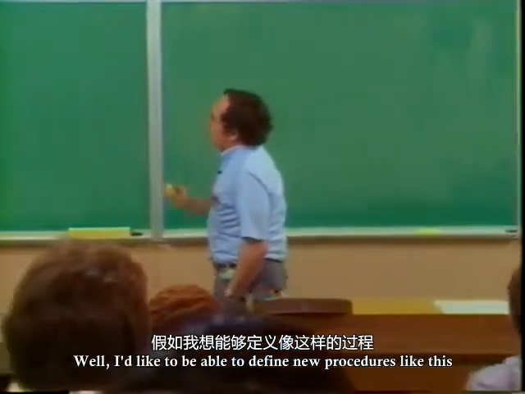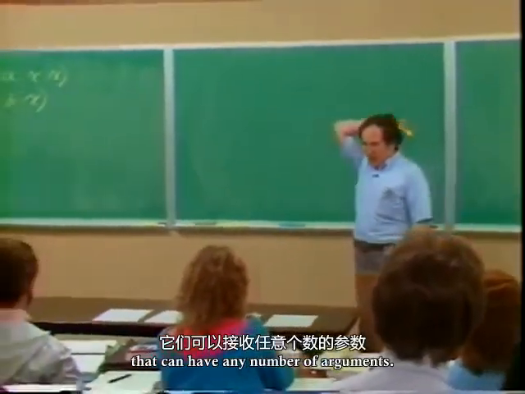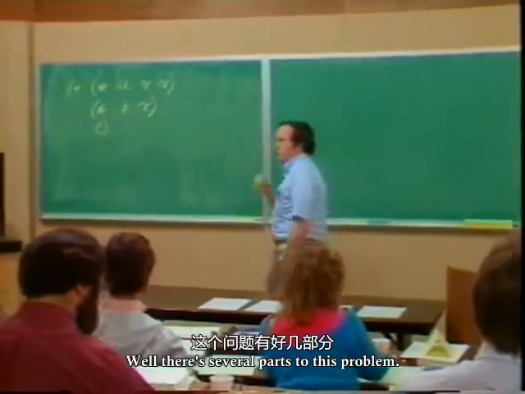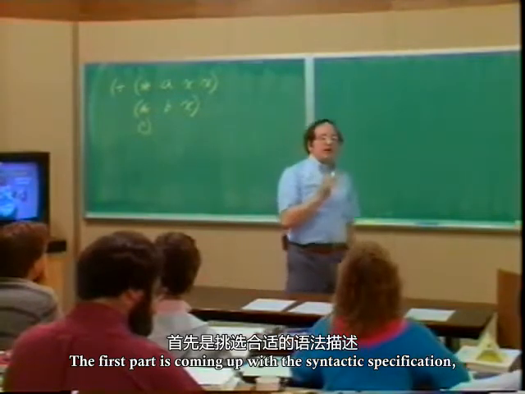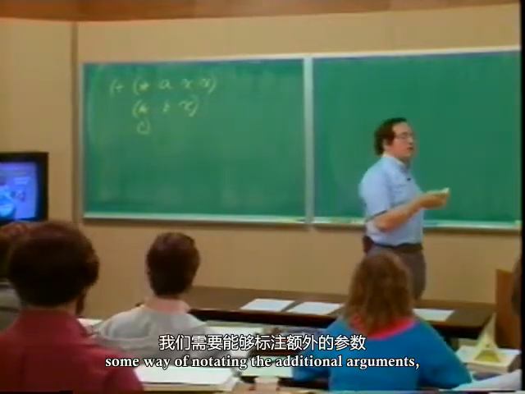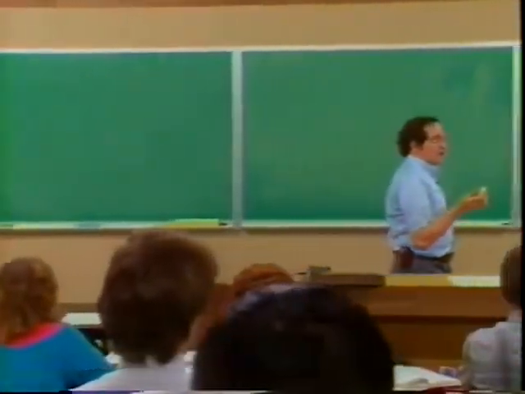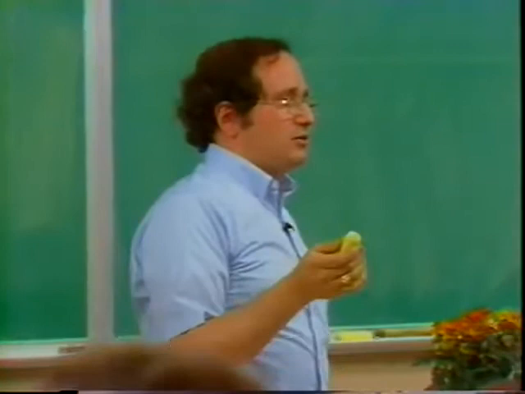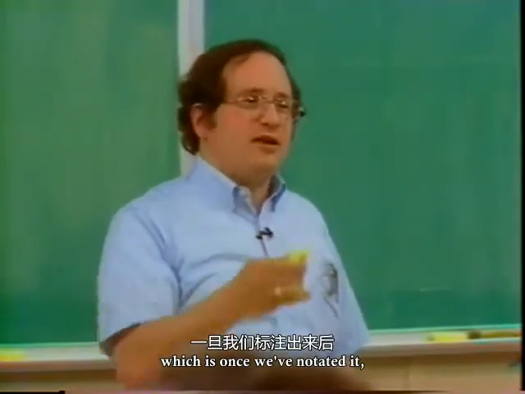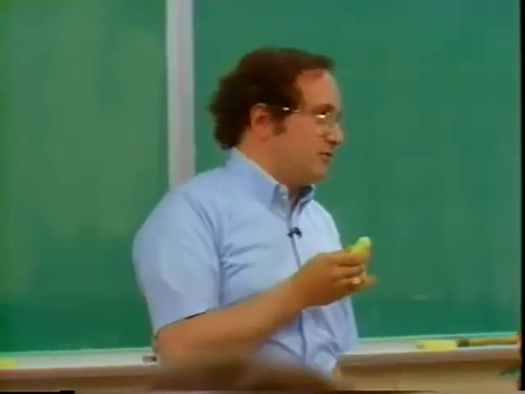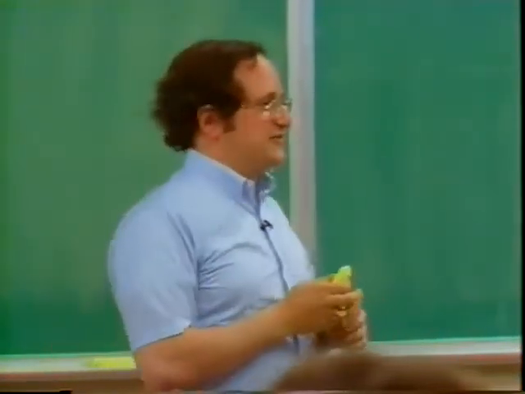Well, I'd like to be able to define new procedures like this that can have any number of arguments. Well, there's several parts to this problem. The first part is coming up with a syntactic specification, some way of notating the additional arguments, of which you don't know how many there are. And then there is the other thing, which is once we've notated it, how are we going to interpret that notation so as to do the right thing, whatever the right thing is.